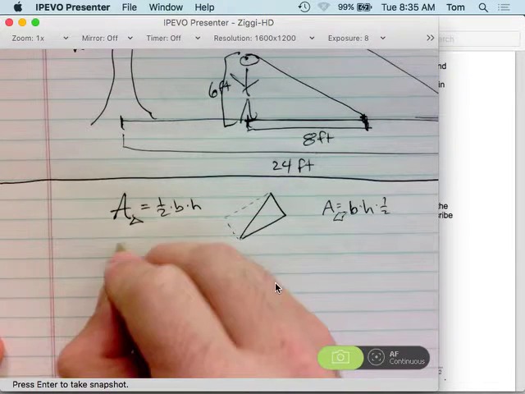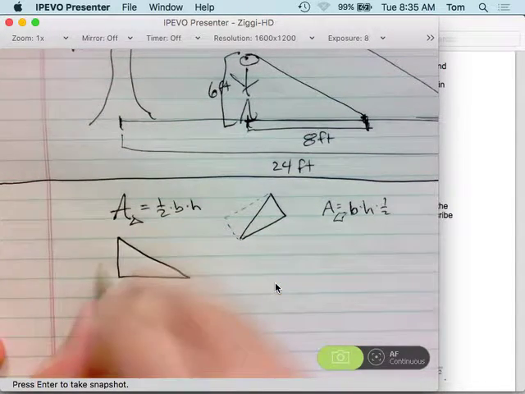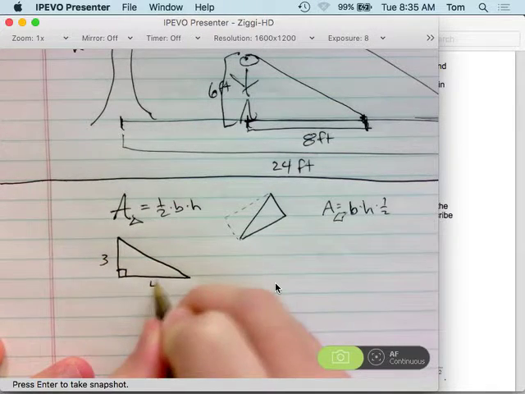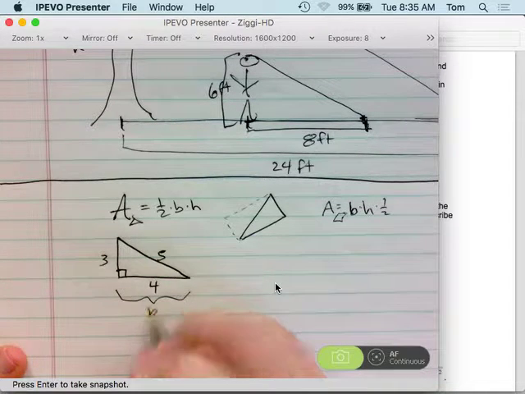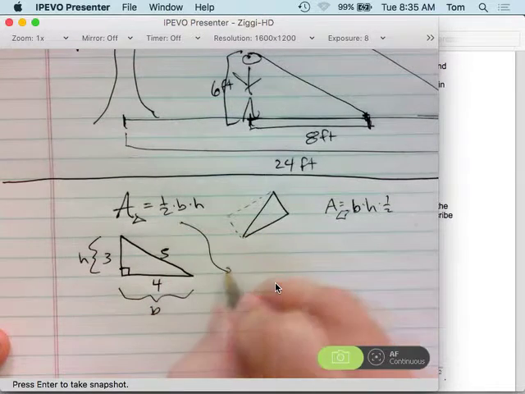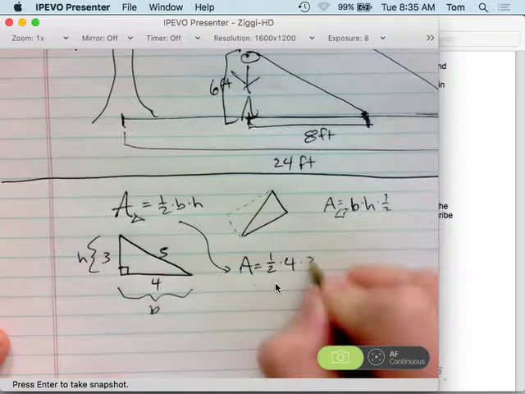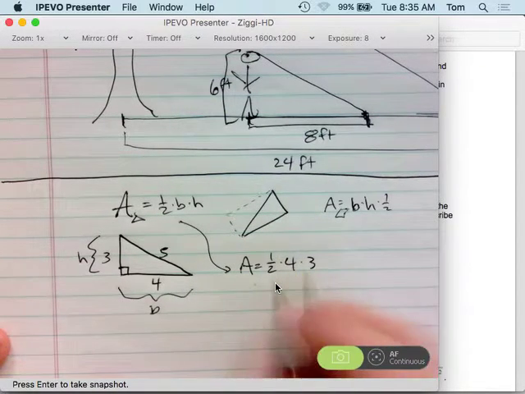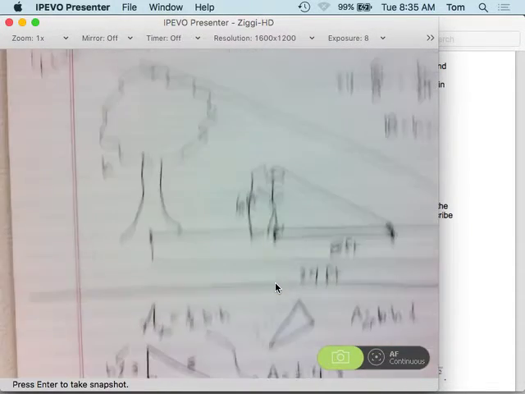But let's take a triangle that I know the height and base of. So if I take a triangle like this, a 3, 4, 5 triangle, that's a Pythagorean triple, okay. The base is 4, the height is 3, and if I use this formula, then area equals 1/2 times 4 times 3. 1/2 of 4 is 2, times 3. My area should be 6 for that, okay.